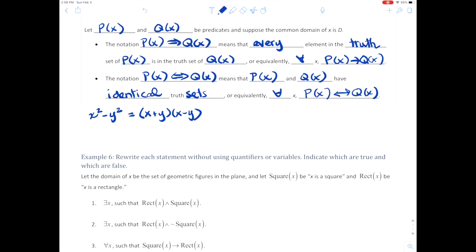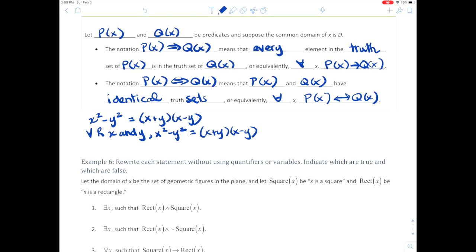So equivalently, what could we say? We could say for any real number x and y, x squared minus y squared is equal to x plus y times x minus y. Now, I know in a lot of the pre-calculus books or intermediate algebra books, they don't always say what number set these are part of, but it's very important to state this. So if something's in the real numbers, you need to say so. All right.